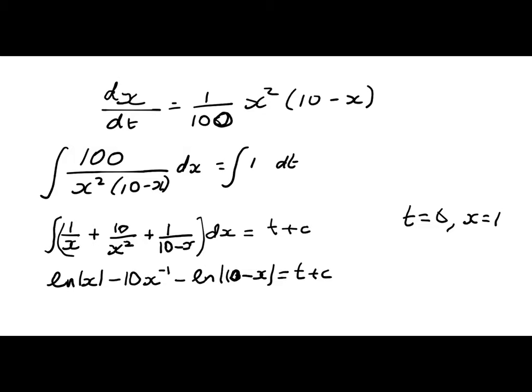So what do we have? Well, we've got the log of 1 minus 10 over 1 minus 10 minus the log of 9 is equal to 0 plus c. So c is equal to negative 10 minus log 9. Okay, so nearly finished. We've got the constant of integration and it worked out to be this. C was negative log 9 plus 10.